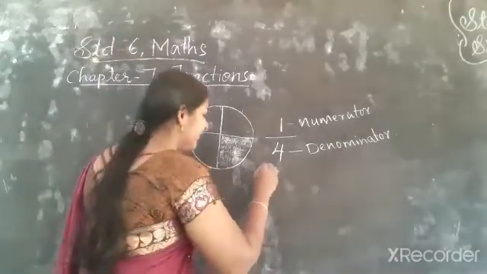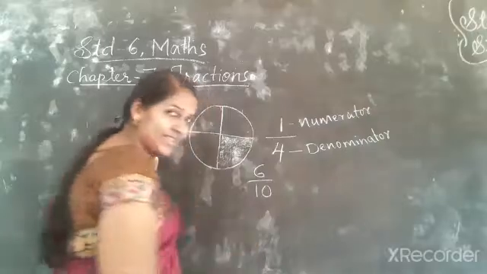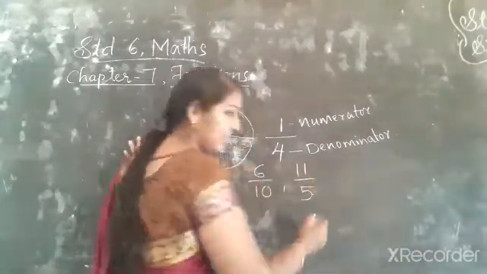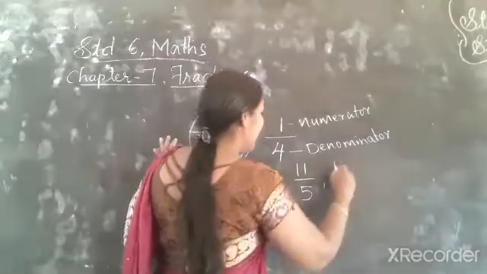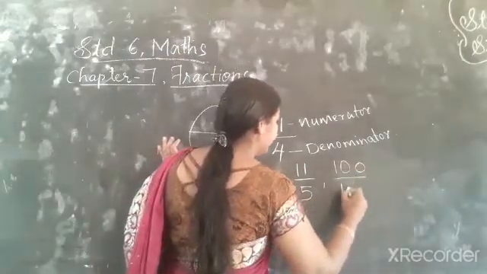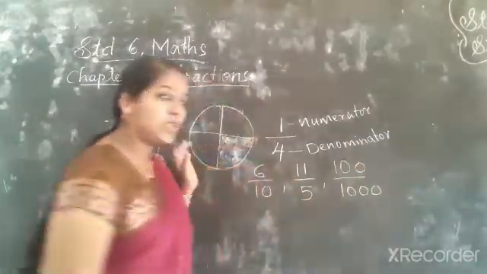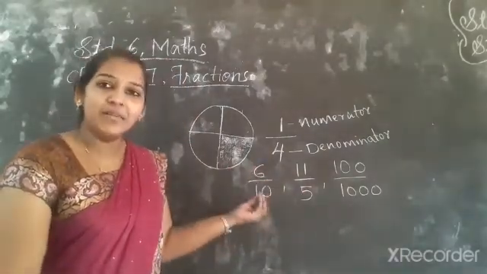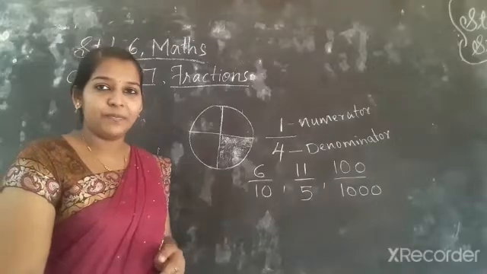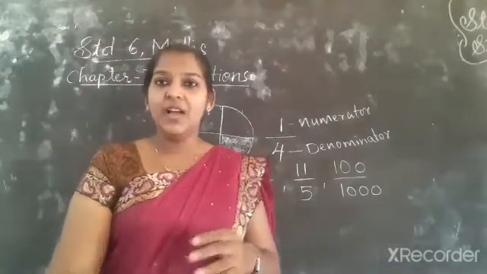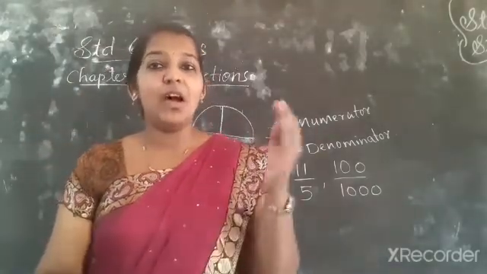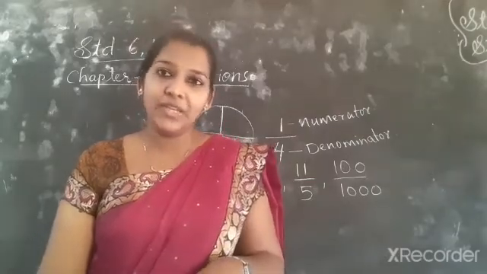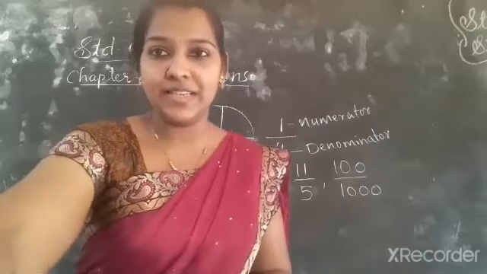Now we are moving to some more examples of fractions. I am taking 6 by 10. It is a fraction. And 11 by 5, it's a fraction. And 100 by 1000, this is also a fraction, isn't it? So these are some examples of fractions. Now we will check how to identify or write a fraction from a given picture. Let's check some questions like that.